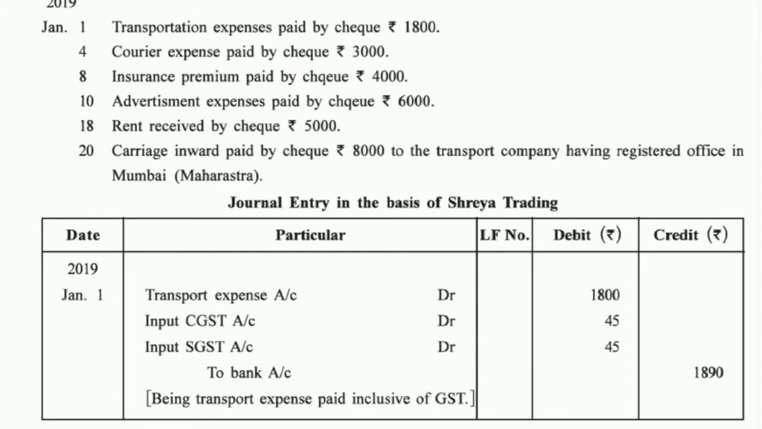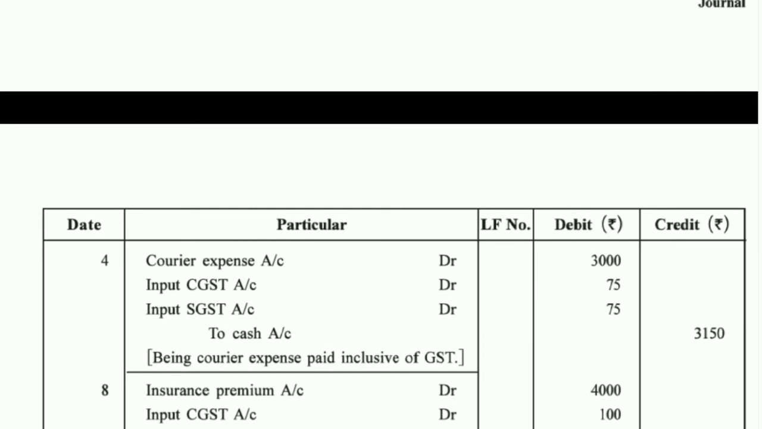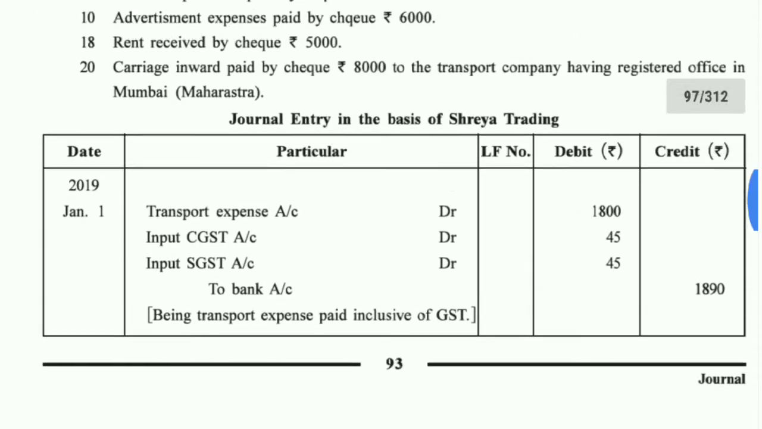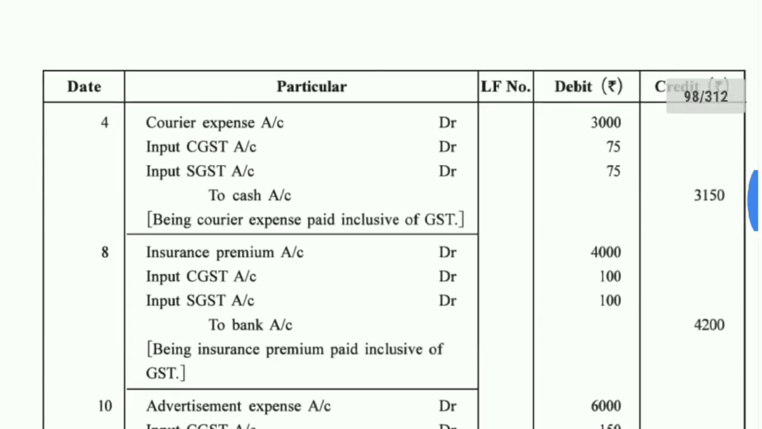Courier expense paid by cheque. The courier expense account debit, input CGST account debit, input SGST account debit, to bank account. I hope you can easily calculate the amount. Okay, then next, insurance premium paid by cheque rupees 4000. Insurance premium account debit, input CGST, input IGST, to bank account. Let's check. Okay, you already know how to calculate the amount.